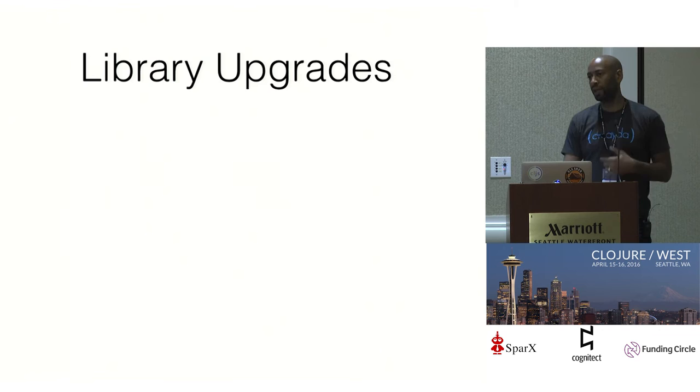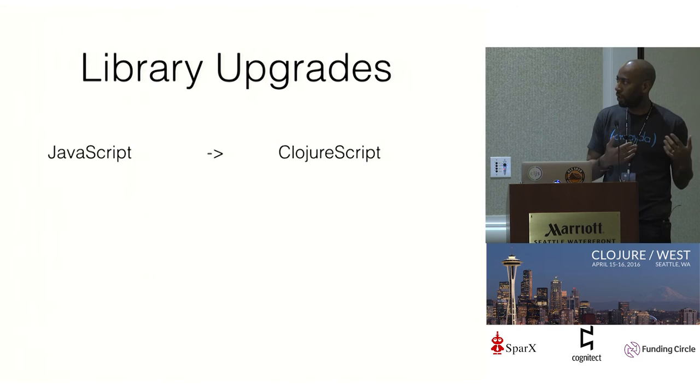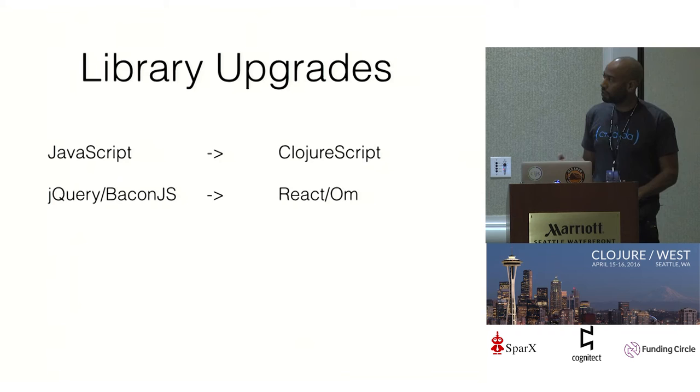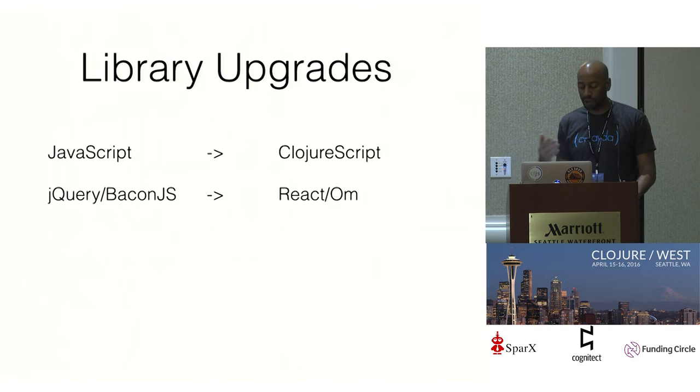So again, we purposely chose ClojureScript over JavaScript, and so we never actually made a transition, but that was a specific choice made before I actually joined the company. And then we were using jQuery and Bacon.js, which is a FRP, functional reactive programming library, for the UI, and then we switched to using React and Om. And this was a mostly positive, mostly straightforward transition.